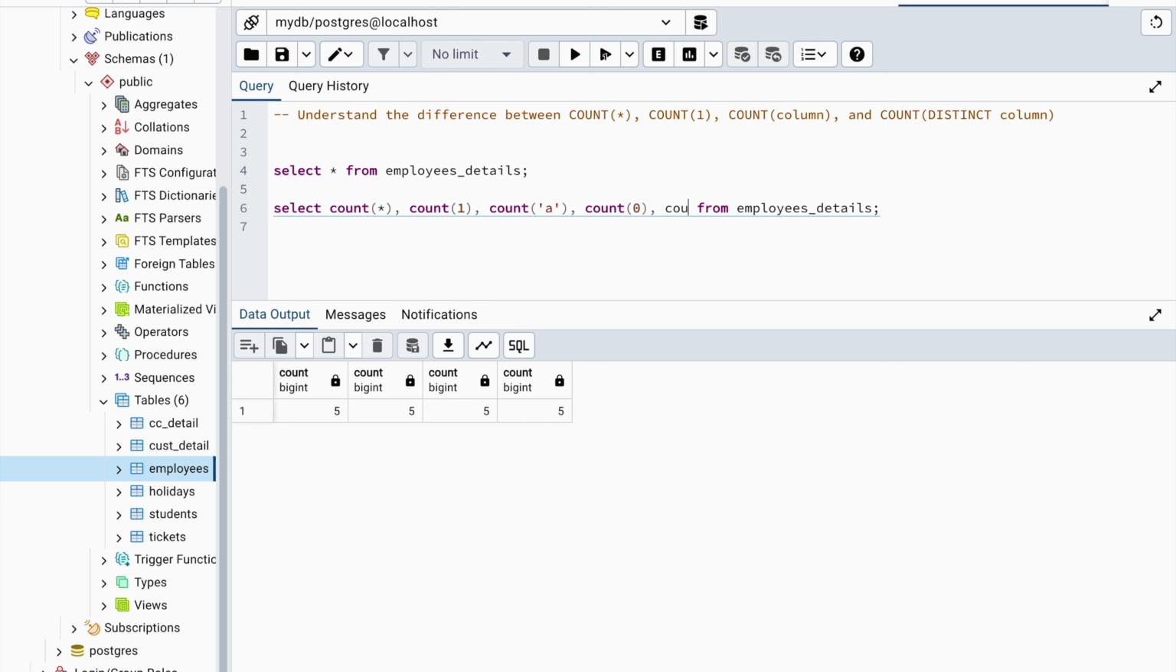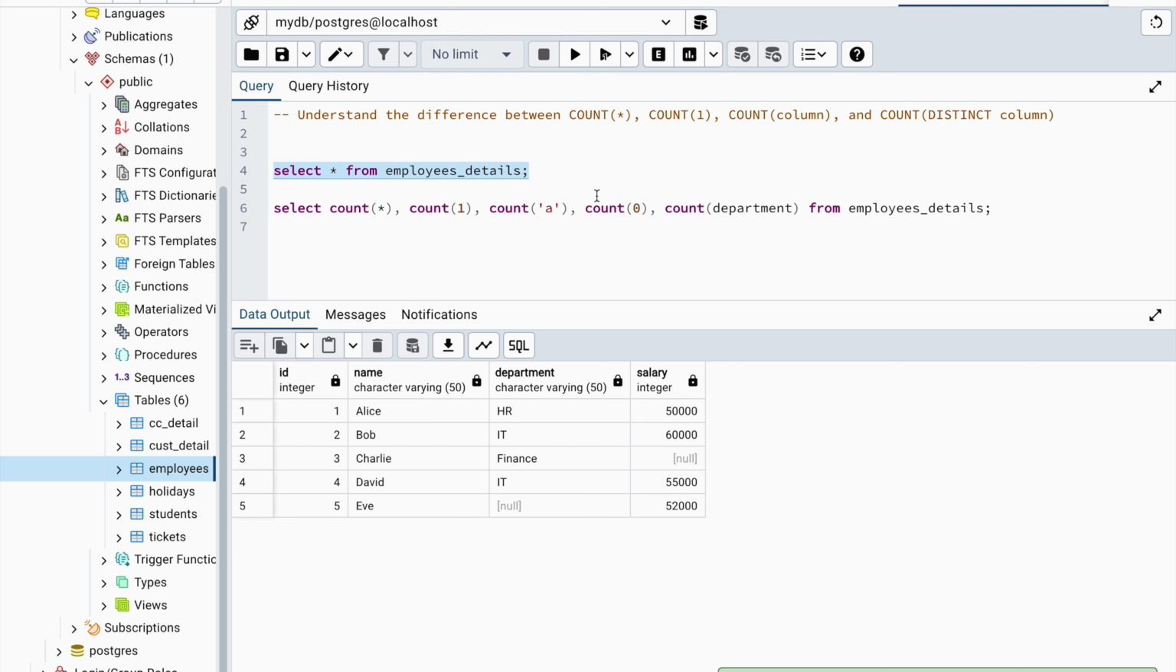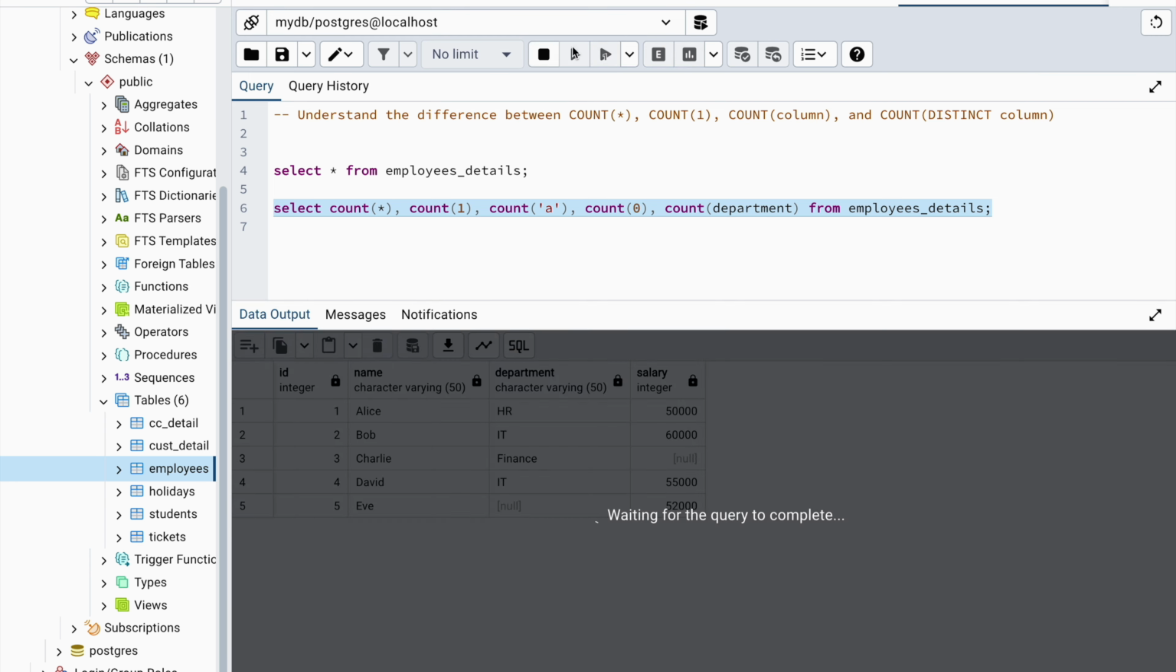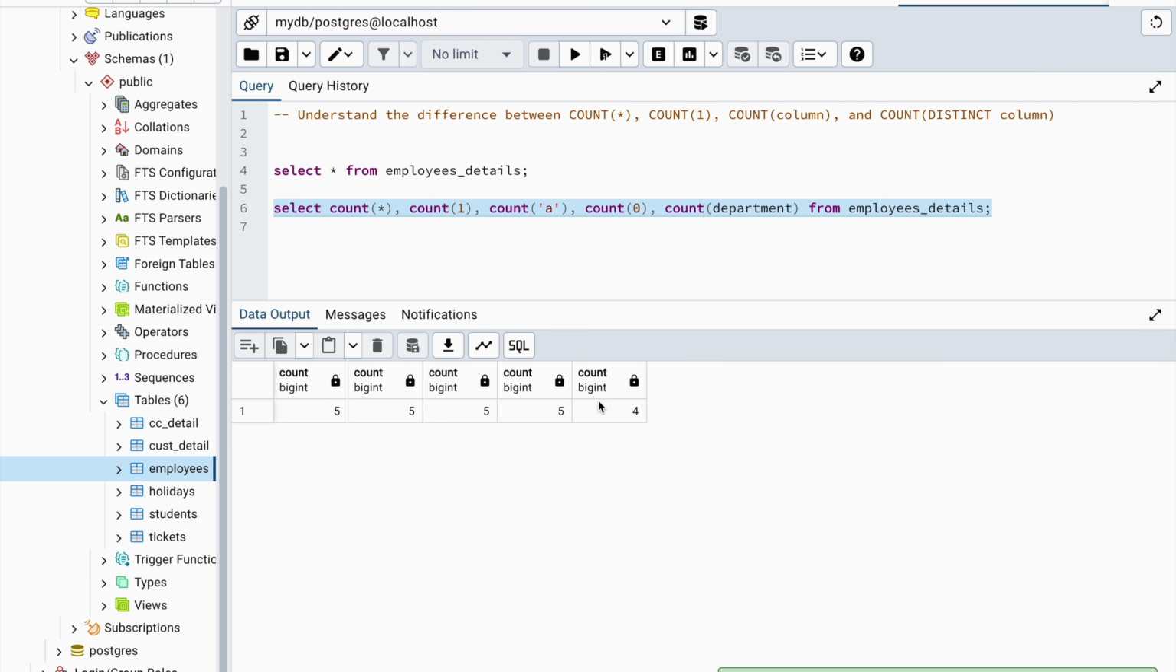Let's check count department. Let's first see what the values in the department column were. So this was HR, IT, Finance, IT, and this was a null. So what would be the output? It would be 4, and it would not count this null value. Let's see. Yep, we have got 4.